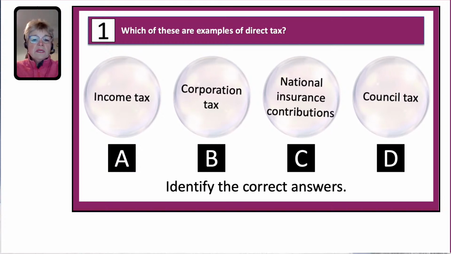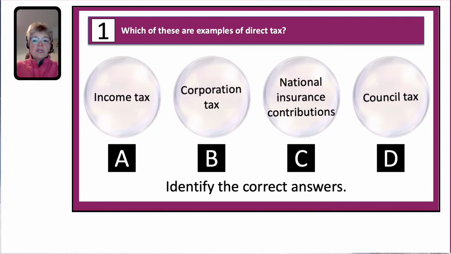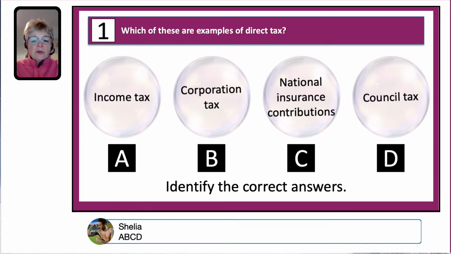Okay, so which of these are examples of a direct tax? Now you might be thinking, well, what on earth is a direct tax question doing in supply side policies revision? Well, of course, direct taxes can affect incentives. They can affect incentives to work, or they can affect incentives to actually perhaps buy products. So Shalia has come straight in with all of them as being examples of direct taxes. I'm not sure I completely agree with you. Bartholomew says A, B, C, and D as well.